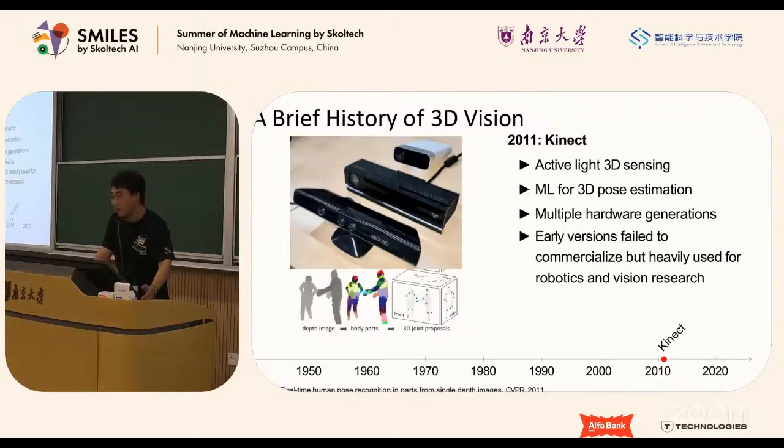It can use laser light to get the 3D shape of people and objects. So Kinect made active depth sensing. It combined a depth sensor with machine learning methods for real-time human pose estimation.